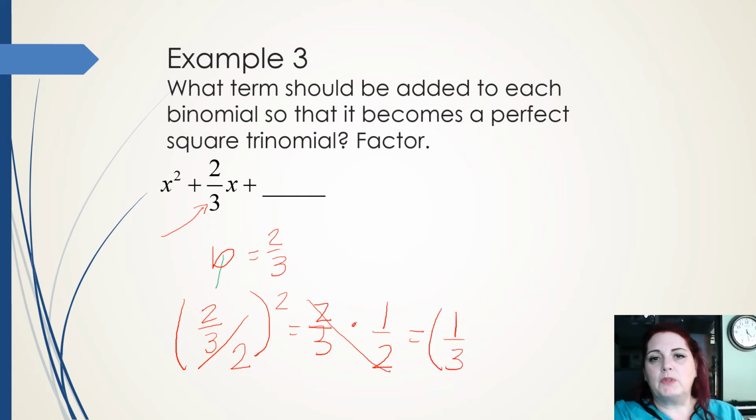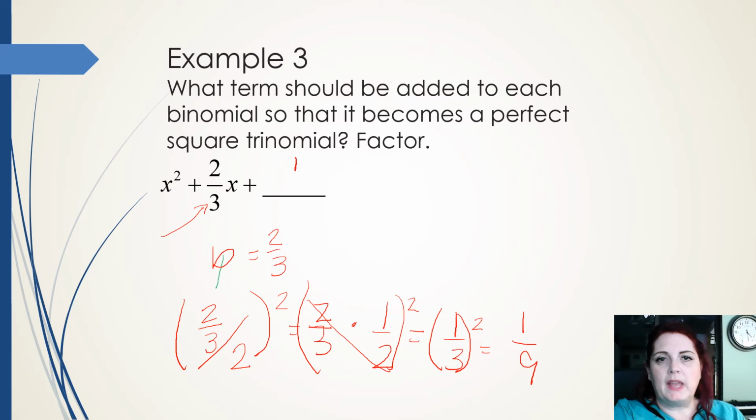And keep in mind we're still squaring that. So 2/3 divided by 2 and then squared is going to be 1/9. So that's what I will add to this one. And then to factor that, it's going to be x plus 1/3 squared.